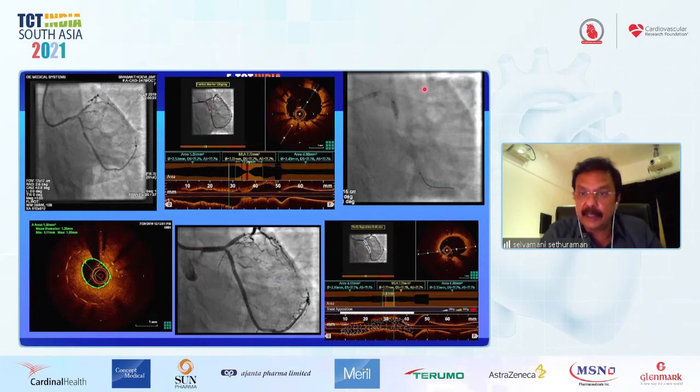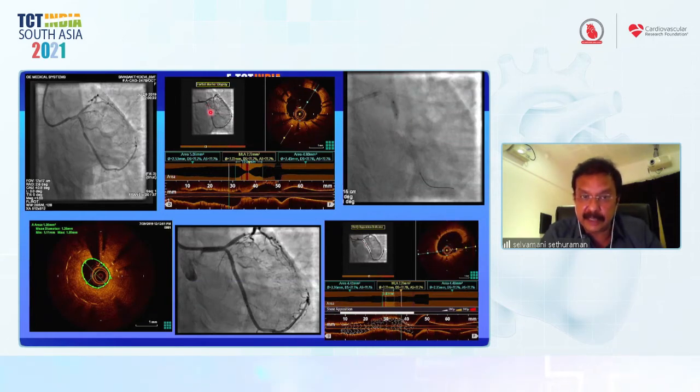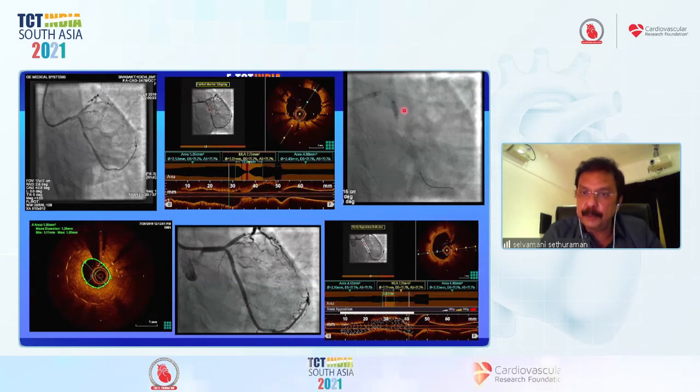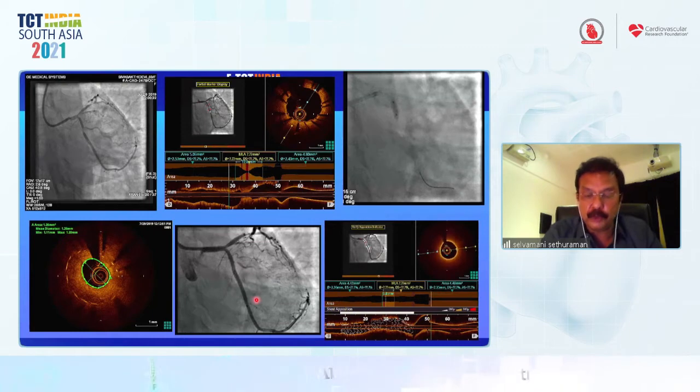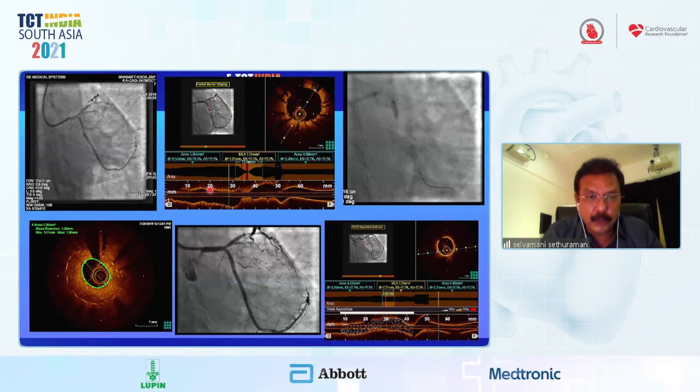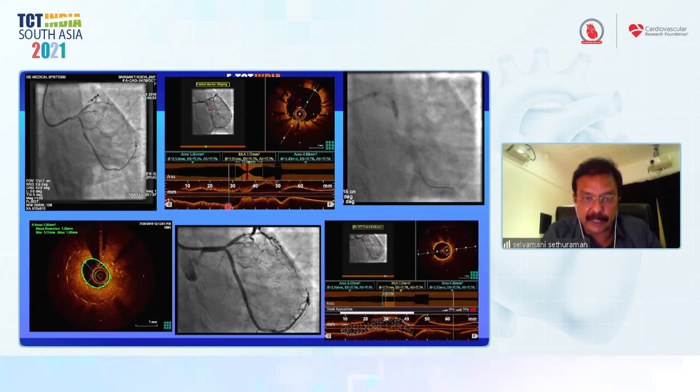So in this patient, what I did is I prepared this lesion and then just put a drug-eluting balloon, which gave an excellent result. And on follow-up also, the patient is very fine. You look at the other parts of the stent here, there is exact good neointimal coverage here.